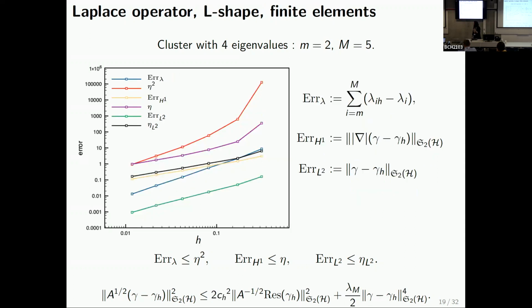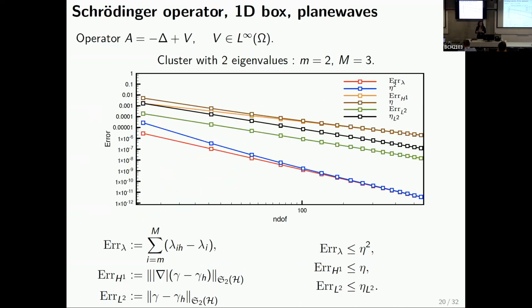Okay, so we can do the same for an L-shaped domain, and maybe a little bit more related to chemistry. So this is a Schrödinger operator, but it's in 1D in the box. And so what we see is basically the same thing. So this is in red the error on the eigenvalue, and in blue the error estimate, which match pretty well.